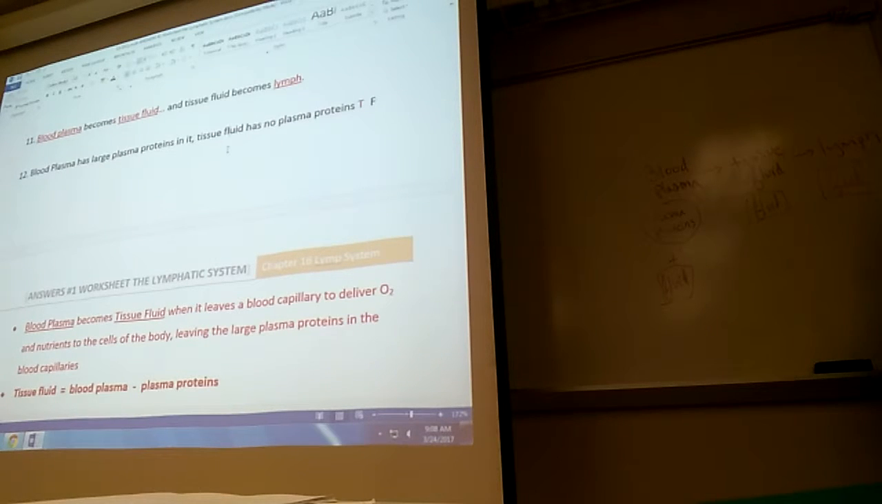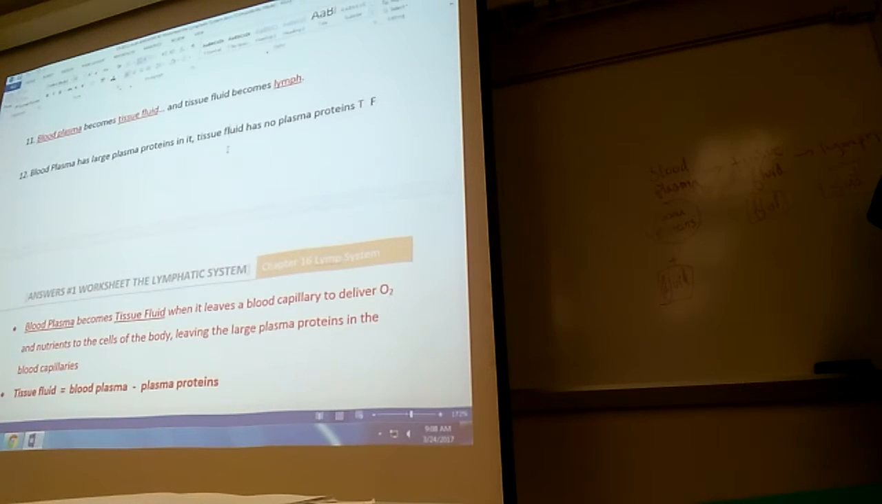Water follows salts. Water follows solutes. Plasma protein is a solid, right? If we want to prevent edema from happening, we need to somehow move fluid from the tissues, right? Because that's edema, too much fluid in the tissues. We need to move fluid from the tissues into the blood.